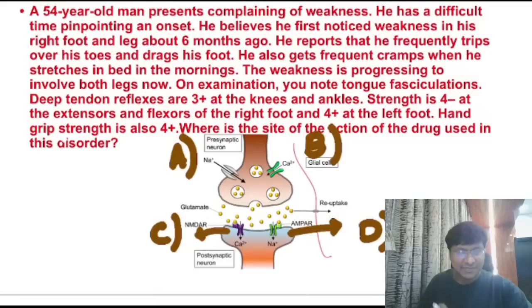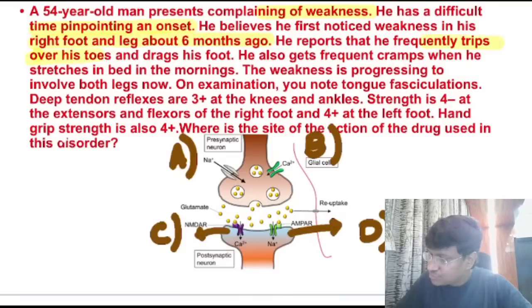So the clinical scenario is: a 54-year-old man presents complaining of weakness. He has a difficult time pinpointing the onset, like when that weakness started. He doesn't know. He believes he first noticed weakness in his right foot and leg about 6 months ago. He reports that he frequently trips over his toes and drags his foot. He also gets frequent cramps when he stretches in bed in the morning. The weakness is progressing to involve both legs now.